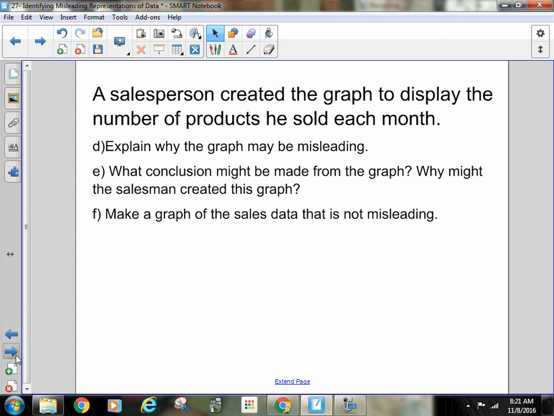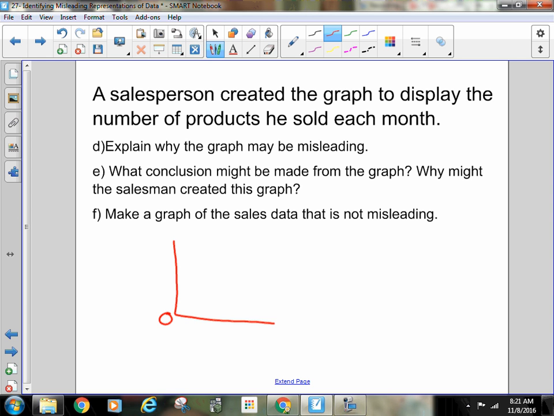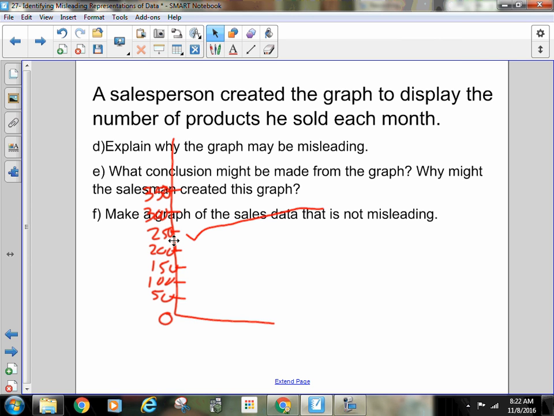All right, make a graph of the sales data that's not misleading. So if we do this and we start at 0, and then 50, 100, 150, 200. Oh, I'm not even close enough with all that space. Okay, I'm just going to keep going right into the words. 250, 300, 350. All right, so if we look, his sales start just less than 250, it goes down, and then it kind of increases, but it doesn't even increase that much. So just a simple graph there.